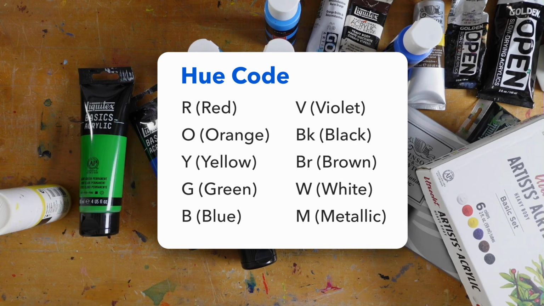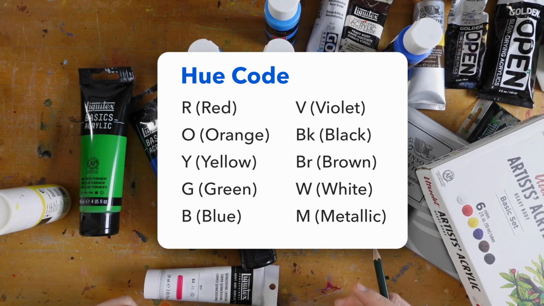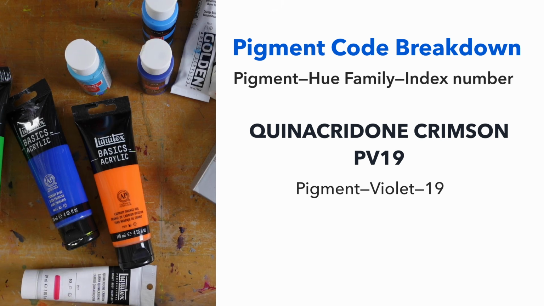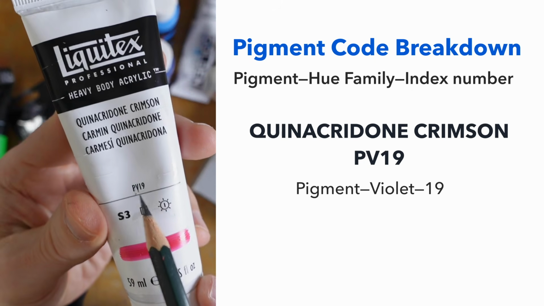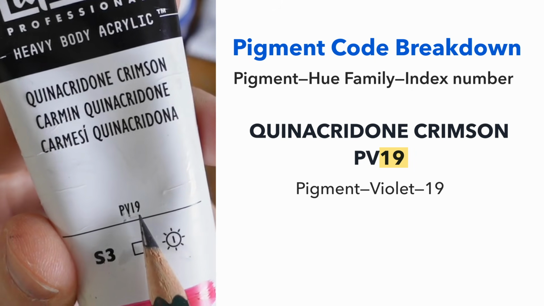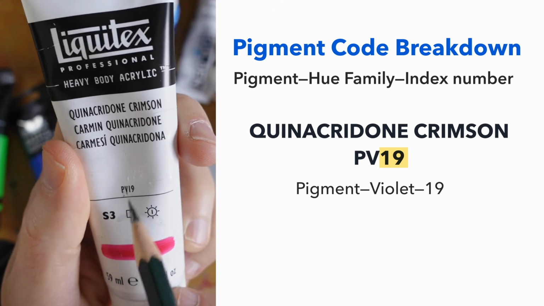Here are all the different categories. The black and the brown have two letters to distinguish them from blue. So black is BK and brown is BR. The index number is a number that's assigned to the pigment within the color family. There's no relationship between the number and the quality of the paint. It's assigned sequentially like a catalog number. So this is PV19, and that's the quinacridone crimson.